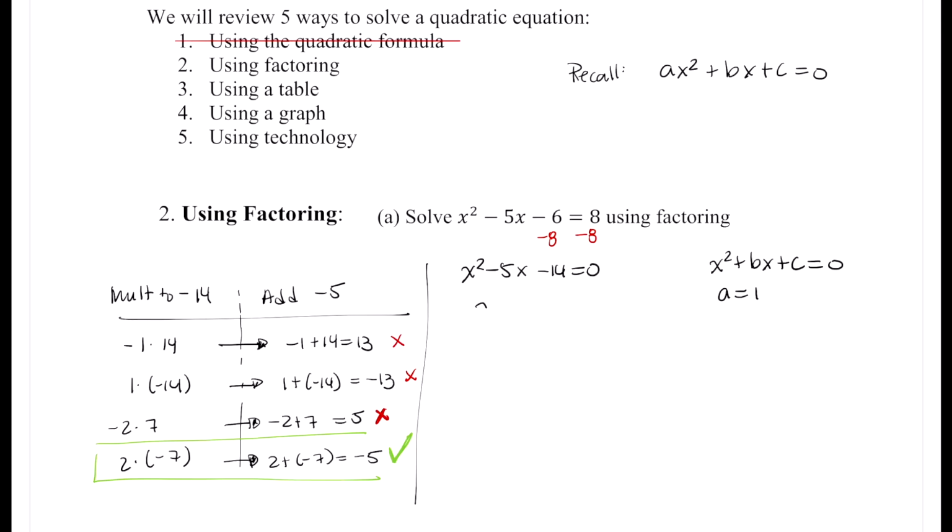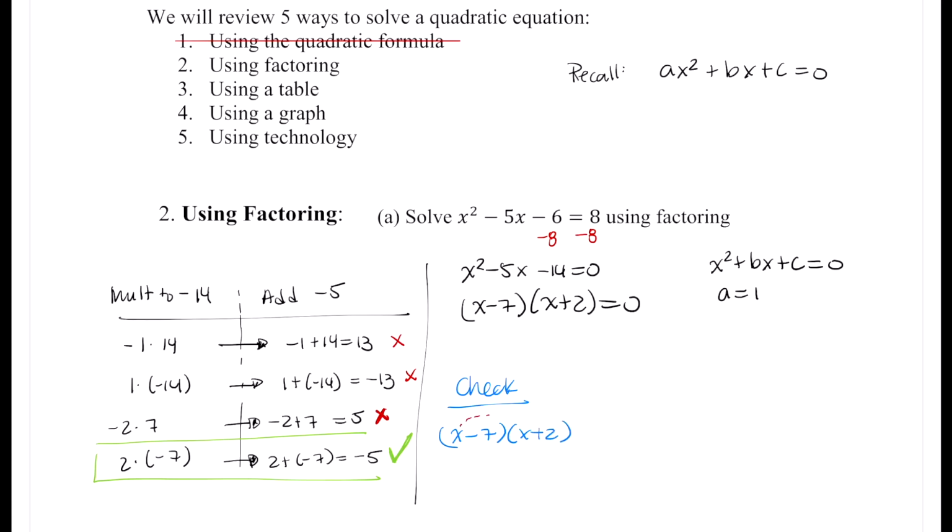That means this factors to x minus 14, excuse me, what am I doing? Our two numbers did not include 14. Our two numbers were 2 and negative 7. So this factors to x minus 7 times x plus 2 equals 0. And then you can actually check your work. So if you want to check your work, go ahead and multiply this out again.